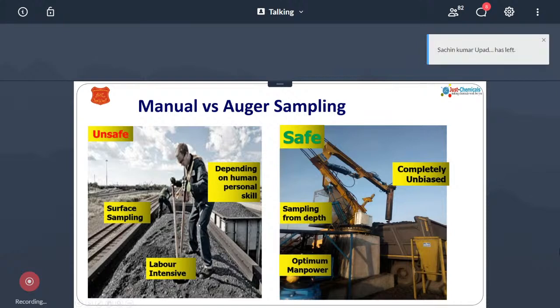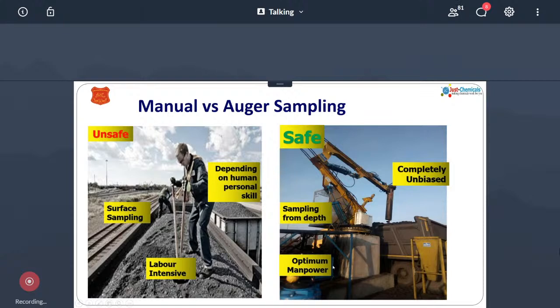The sampling was dependent on human personal skills. It was labor intensive and it was taking time. And it was surface sampling where the moisture level could be low. Now it is depth sampling. It is safe. There is no manpower involved on the top of the truck or the wagon. It is completely unbiased. Sampling is from depth and it can optimize manpower as well.